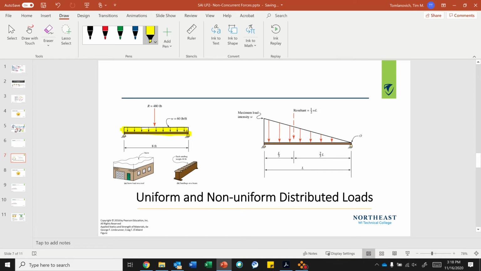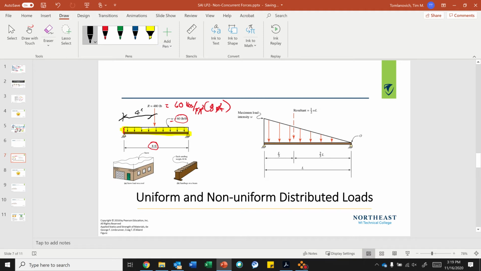To turn that into a point load, which makes our life easy, we know the area of a rectangle is length, 8 feet, times height. These tiny little arrows represent the height, and W, which they call the distributed load, is 60. So the height of my rectangle is 60. If I take 60 pounds per foot times 8 feet, the feet cancel out, and I'm left with 480 pounds. And as a rectangle, the centroid is halfway in the middle.